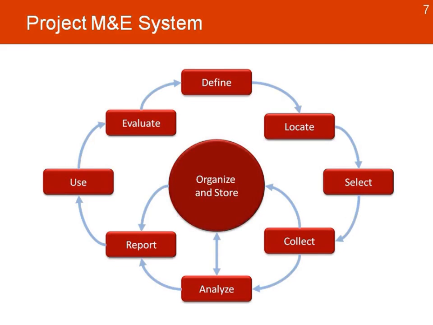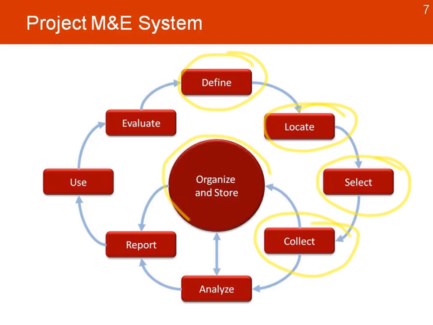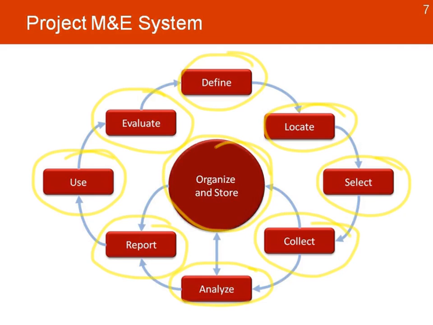One element that is important to understand, and we'll have more information about this later, is the information management cycle. It runs from defining, locating and selecting the information, to how we collect it, how we organize and store it, the analysis that we make of the information, the reports, how we use the information, and then the evaluation of the information cycle, which helps us eventually redefine our whole process and make it more effective.